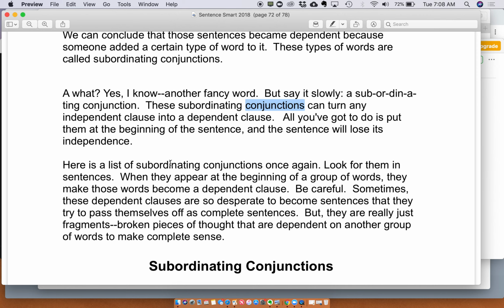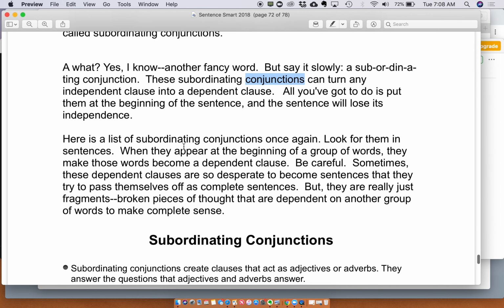Let's look at them again. Here's a list of subordinating conjunctions once again. Look for them in sentences. When they appear at the beginning of a group of words, they make those words become a dependent clause. Be careful. Sometimes these dependent clauses are so desperate to become sentences that they try to pass themselves off as complete sentences. But they are really just fragments, broken pieces of thought that are dependent on another group of words to make complete sense.